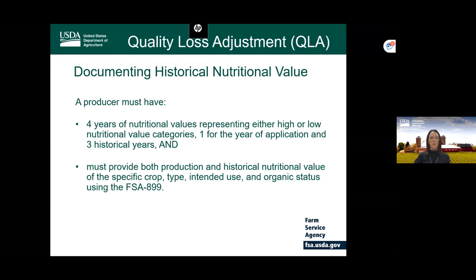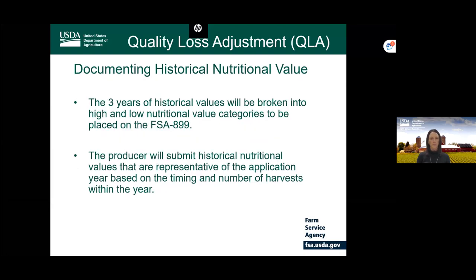So if the producer is applying on historical nutritional, they'll have 2 forms. They'll have the FSA 899 in addition to the FSA 898. The 3 years of historical value will be broken into high and low nutritional value categories to be placed on FSA 899. The producer will submit historical nutritional values that are representative of the application year based on the timing and number of harvests within the year. If you only harvest one time a year, so you only do one cutting, that would be determined as high nutritional value.